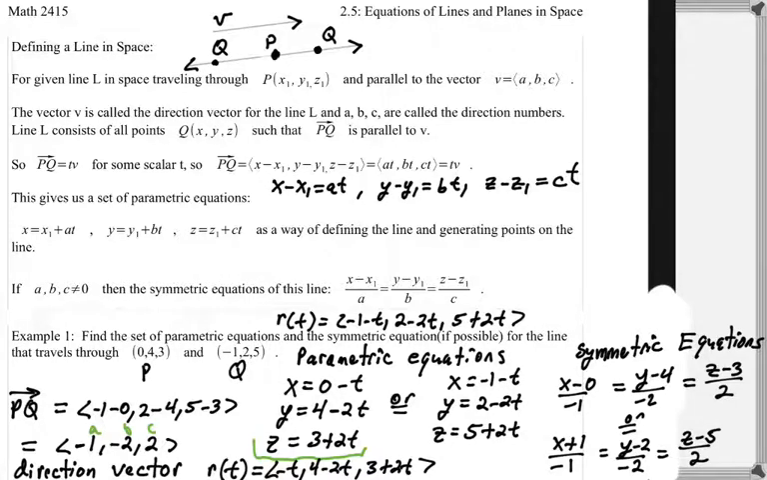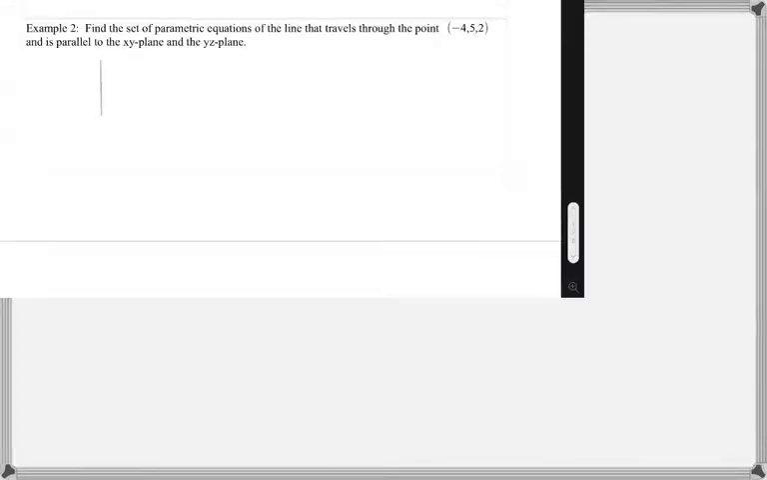So we're going to go ahead and look at another example here. We'll look at example number 2. It says, find the set of parametric equations of the line that travels through the point (-4, 5, 2), and we want this to be parallel to both the xy plane and the yz plane. So let's do a little bit of a sketch here, and we'll draw our coordinate system.